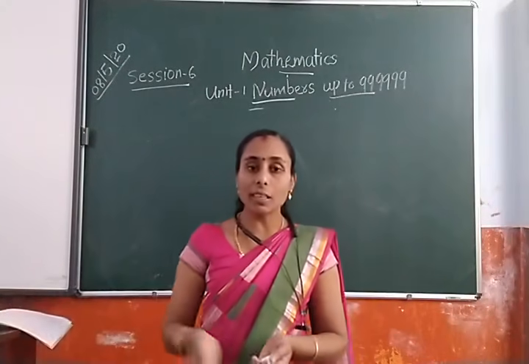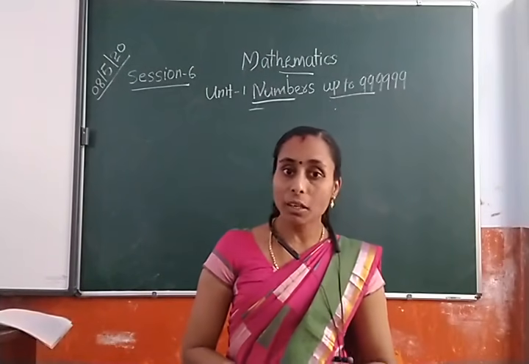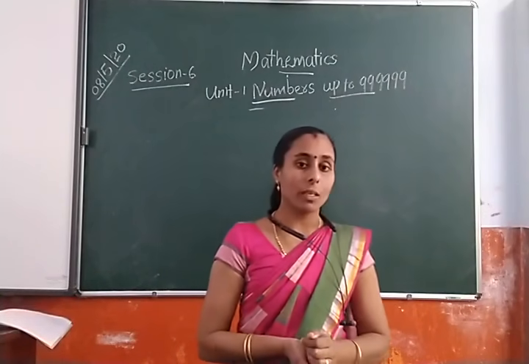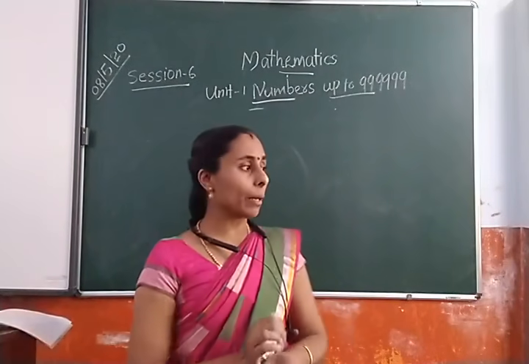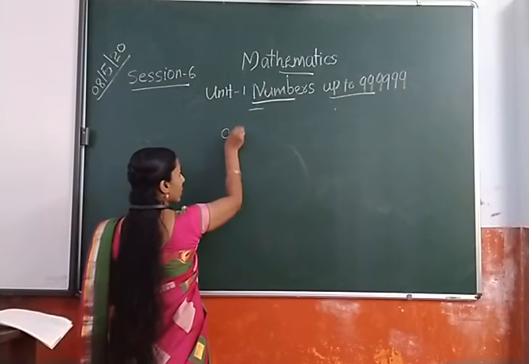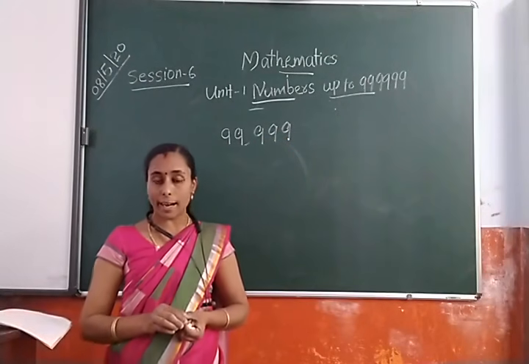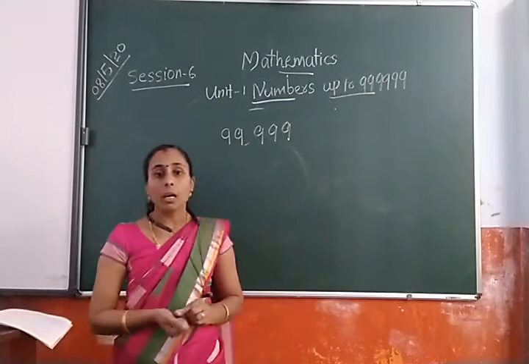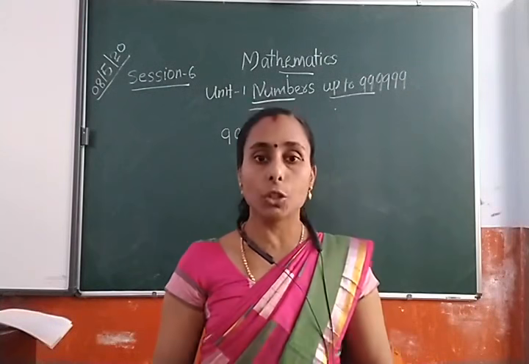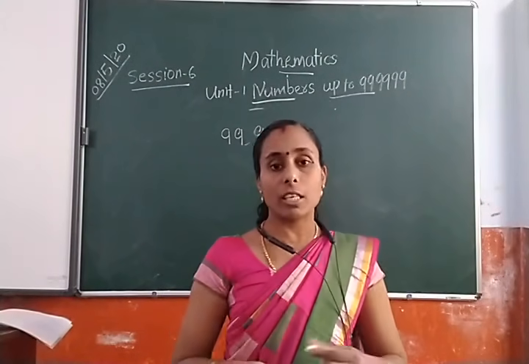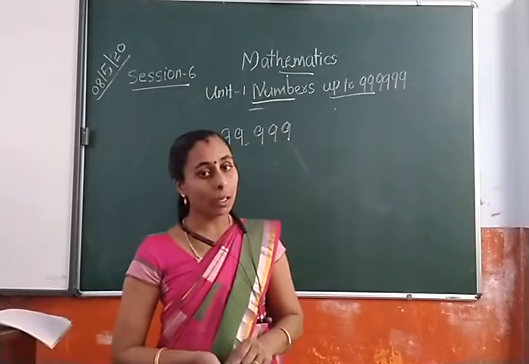In the last class we learned about 5-digit numbers. Which is the smallest 5-digit number? 10,000. What is the largest 5-digit number? 99,999. And we also learned about periods. What is called a period? A number split into small groups is called a period. For reading easily, we divide a number into small groups. That is called a period.